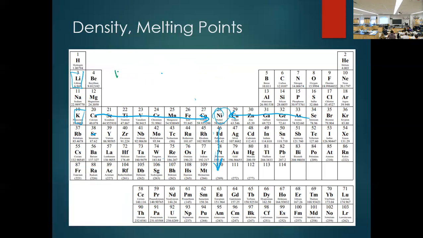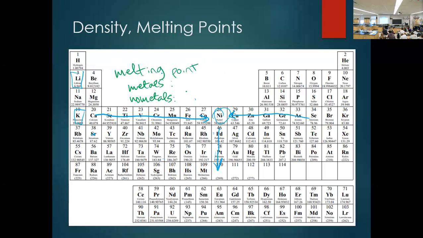So for melting points, what I want you to do, again, is fill this in on your key to markings, all right? We're going to have two rules with this. We're going to have a rule for metals and a rule for non-metals. So we're going to have one rule for metals and one rule for non-metals.